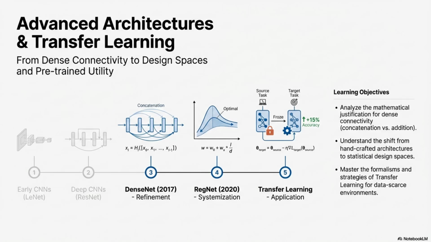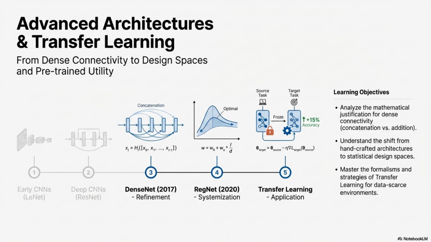Okay, so our journey from 2017 to today really follows 3 big pivotal shifts. First up, we've got a radical refinement in how networks handle information, and that's DenseNet. Second, a complete paradigm shift, moving away from all that manual tuning to a systemic scientific discovery with RegNet. And finally, the breakthrough that brought all this power to the masses, the application of transfer learning. Let's break each one of these down.